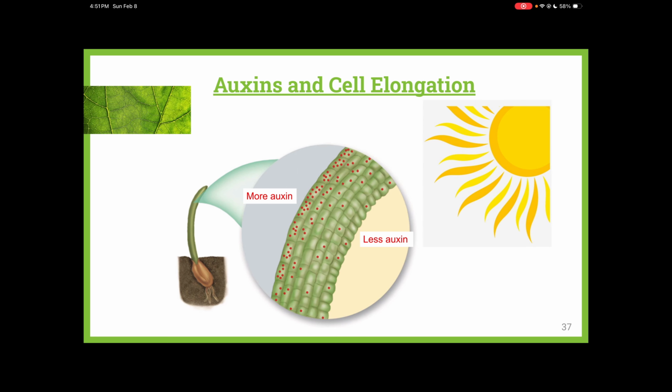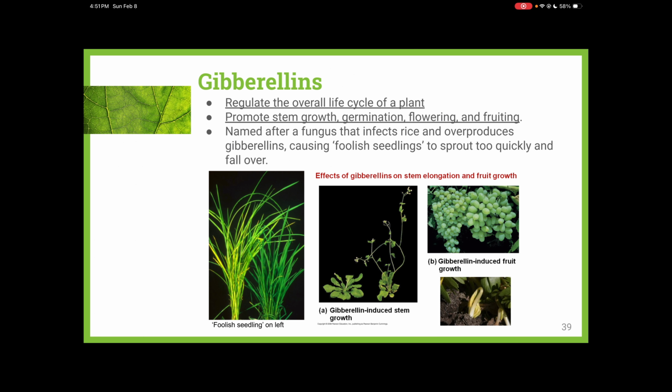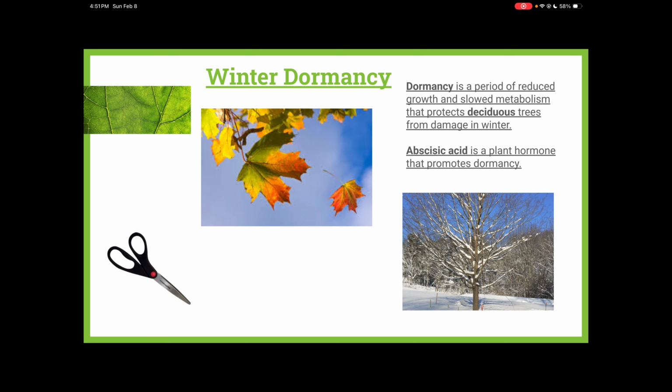Okay, so auxins and cell elongation. It's almost like I knew this was coming or something. So we're not going to write this part down, but auxins, they make things grow up, right? And then cytokinins make them grow out. Right, so gibberellins, they regulate the overall life cycle of a plant. They promote stem growth, germination, flowering, and fruit. Winter dormancy, so plants, trees, they reduce growth, they drop their leaves in the winter, some of them.